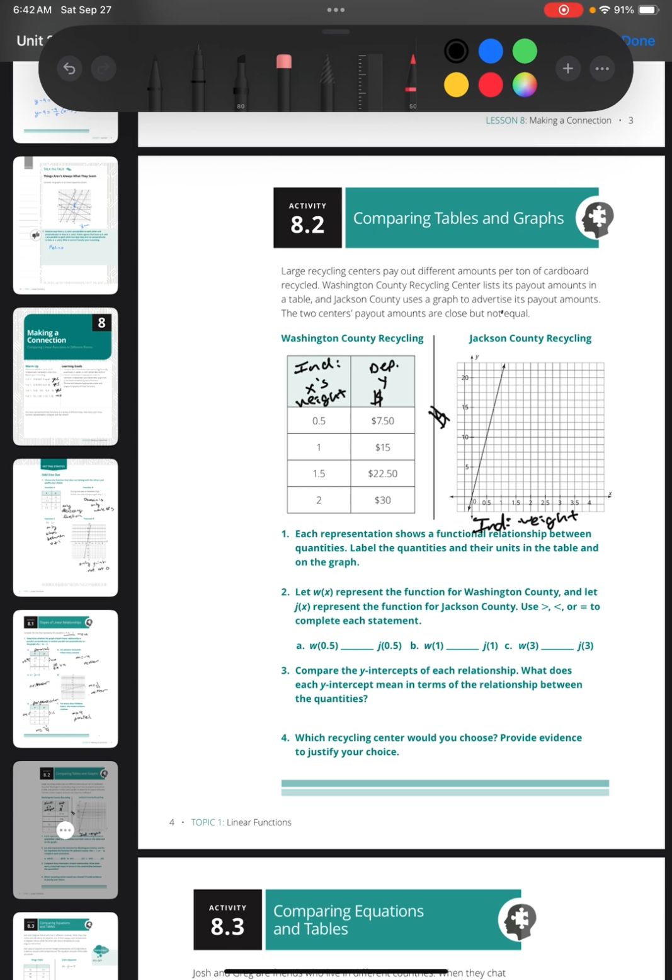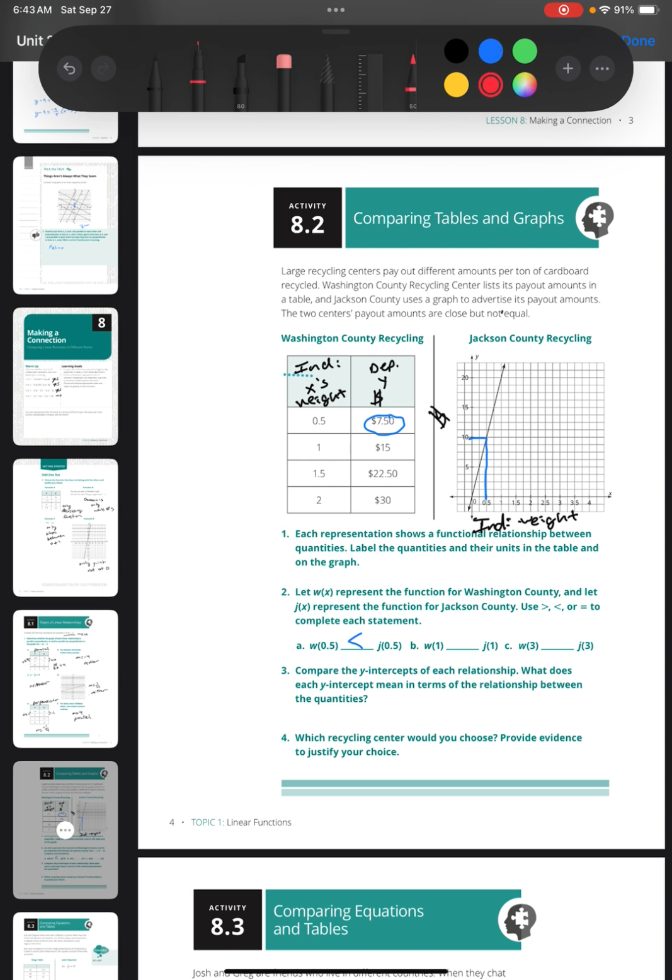Okay, for 2, let W of x represent the function for Washington County and J of x represent the function for Jackson County. Use a greater than, less than, or equal symbol to complete each statement. So we're going to compare each one for a weight of 0.5. Well, change colors here. For Washington County at 0.5, the payout is $7.50. On the graph, if we follow 0.5 up, that looks like the payout is at 10. So that means Jackson County is greater than Washington County, or Washington County is less than Jackson County.